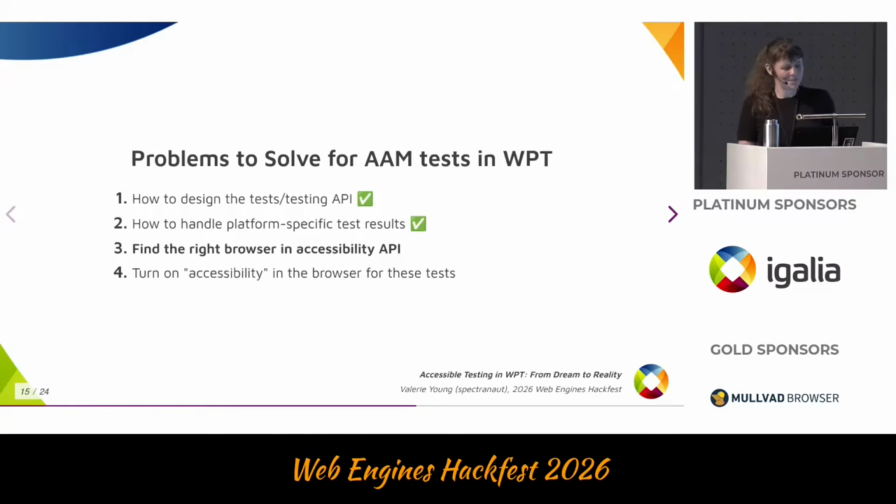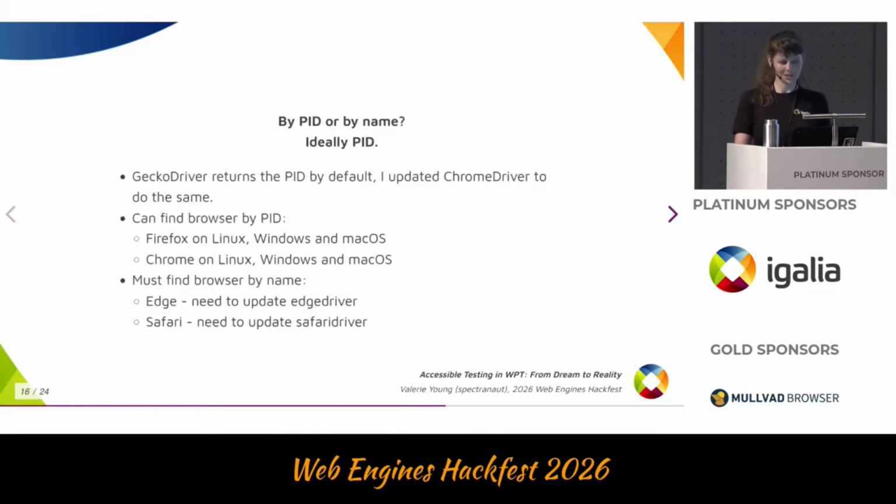Next is how to find the right browser in the accessibility API, which is the browser started by WebDriver. We can do that by PID, or we can do that by name. But if you do it by name, then you can't parallelize, or you can't even run these tests while you're surfing the web. So ideally by PID. But after you start the browser with WebDriver, you actually don't have the PID of that browser. You still have to figure it out.